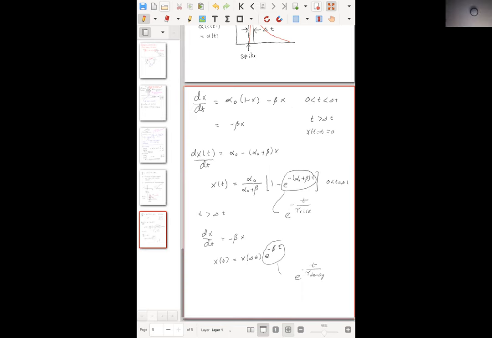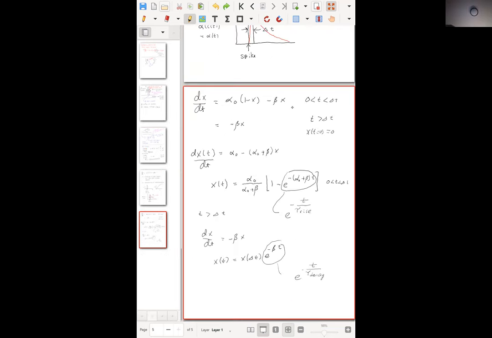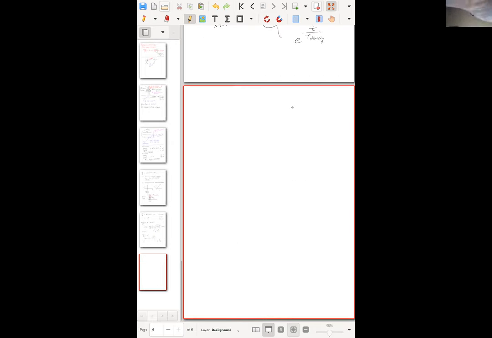Okay, and remember the different kinds of channels we have. Our channels are AMPA, NMDA, GABA A, and GABA B, and they all have different rise and decay times. It's good to know what they are, just to get a sense of the time scales of synaptic transmission in the brain. I'll write these down, and you should kind of know what these are, okay?